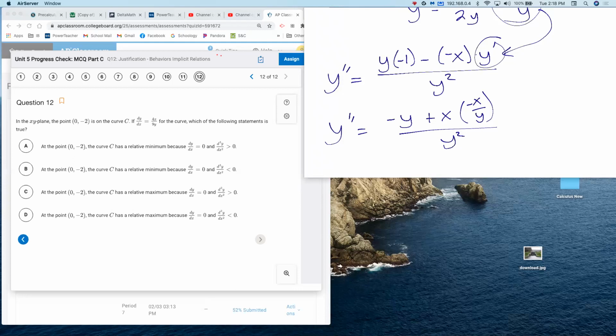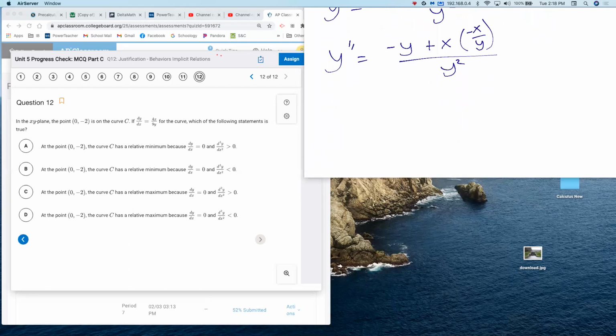Wait, can you simplify this? This one? Yeah. So if I were going to simplify this, I'm just going to work with the left side, okay? Or the right side. I'm not going to work with the left side because we know the left side is the second derivative.